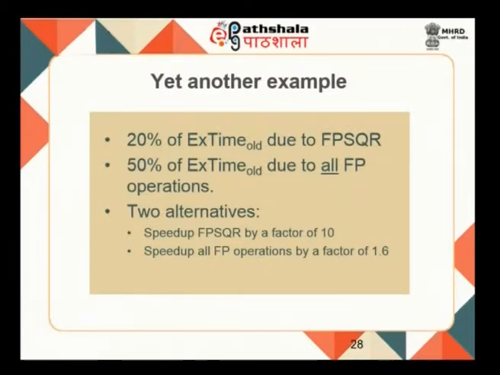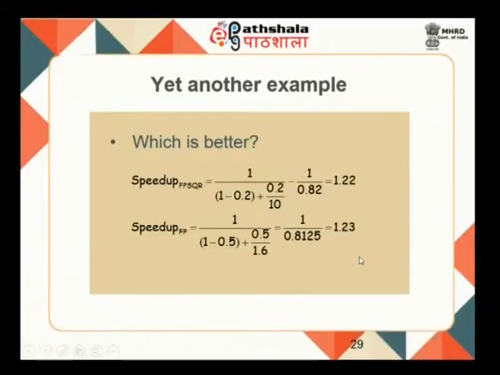By just looking at this, we will not be able to make a design decision. So using Amdahl's law, try to quantify the speed ups that you will get because of both these design alternatives, and once you have quantified the speed up values, you will be in a position to make a better choice about the design alternatives. So if you have to find out which is better, you will have to find out both the speed up values. The speed up value that you get if you are trying to improve the floating point square root operation alone works out to 1.22.